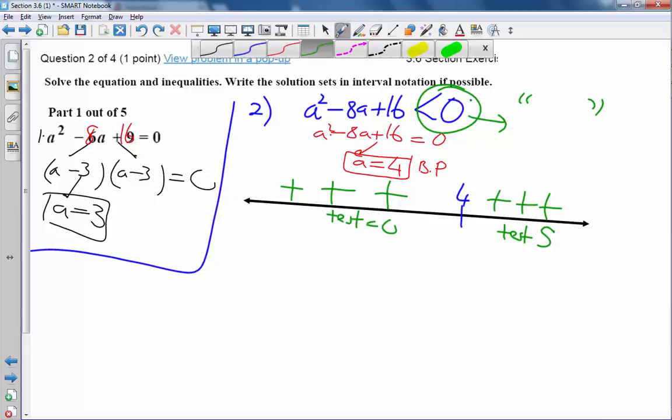Negative. They want where this thing turns minus. Tell me where it turns minus. Never. Never. The solution set is empty. Solution of this is empty. It never happens. Why?